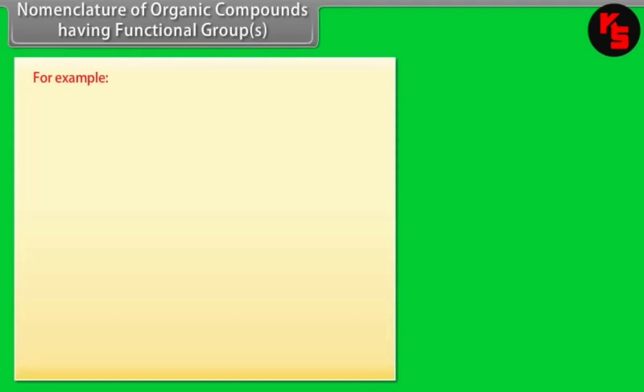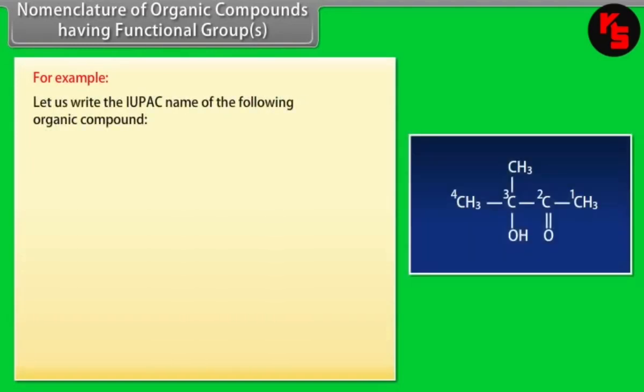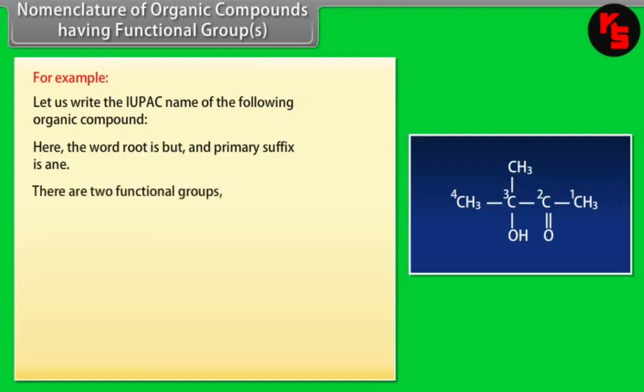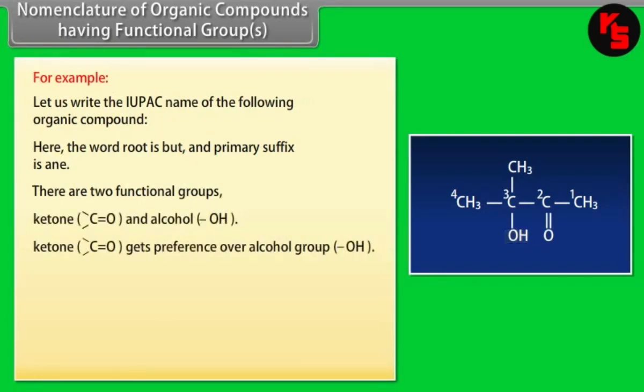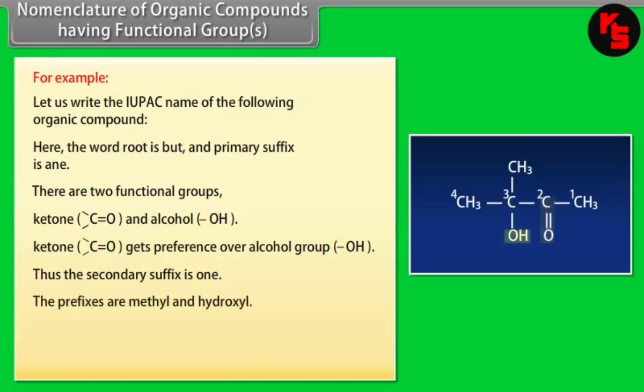For example, let us write the IUPAC name of the following organic compound. Here, the word root is but and the primary suffix is ane. There are two functional groups, ketone and alcohol. Ketone gets preference over the alcohol group. Thus, the secondary suffix is one. The prefixes are methyl and hydroxy. Thus, the name is 3-hydroxy-3-methyl-butan-2-one.